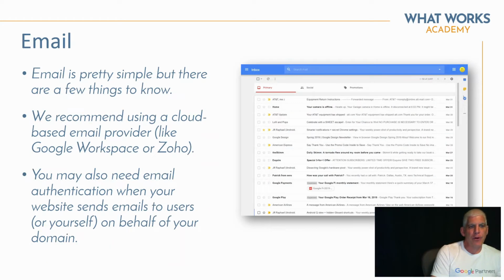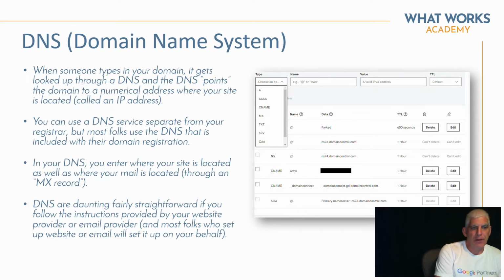Taking it a quick step further, email. Email is really simple. One thing is you do really want a branded email with your domain. Setting that up is really simple, but you probably want to use these days a cloud-based email provider like Google Workspace or Zoho, for two examples. Microsoft 365 is another one a lot of people use. And in some cases, we'll talk about this further, but in some cases you also need email authentication if your email is sending emails to users, like when they sign up, or sending them to you on behalf of your domain. Again, we'll talk about that further in greater depth in a different video.